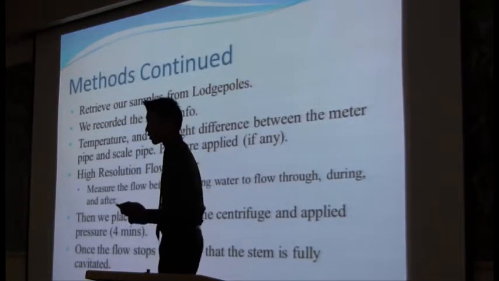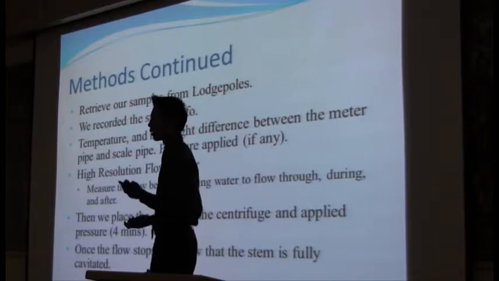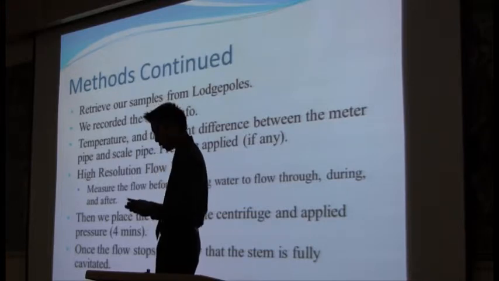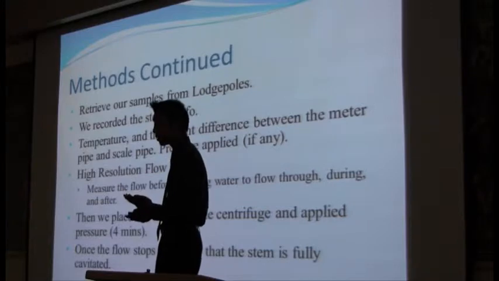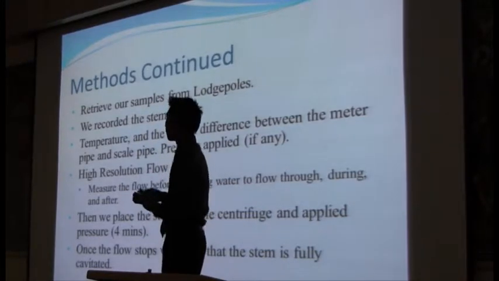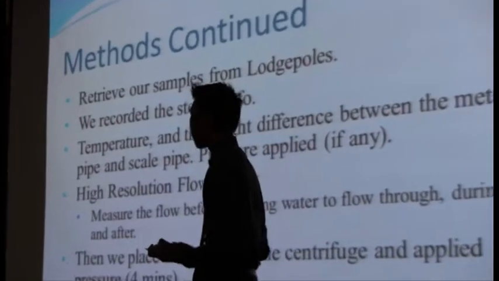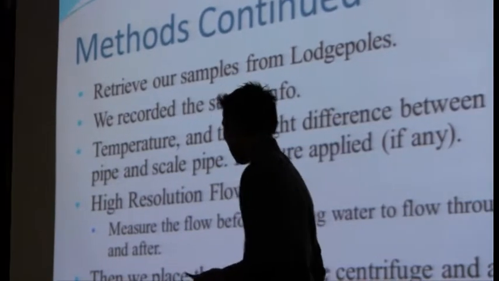For our vulnerability curves, we retrieved our samples from a certain type of gymnosperm called the lodgepole. Once we got back to the lab, we recorded the stem's info, such as the name, date it was taken, and length. Then we take the temperature, the height difference between the meter pipe and the scale pipe, and if there was any pressure applied, we would record the pressure.